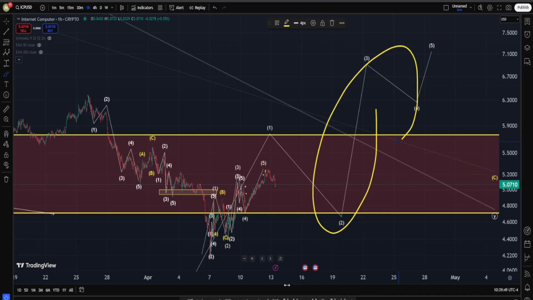So I hope I explained everything well and you understood what is going on in Internet Computer's price charts.